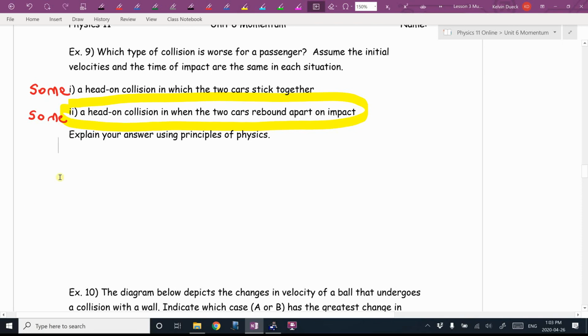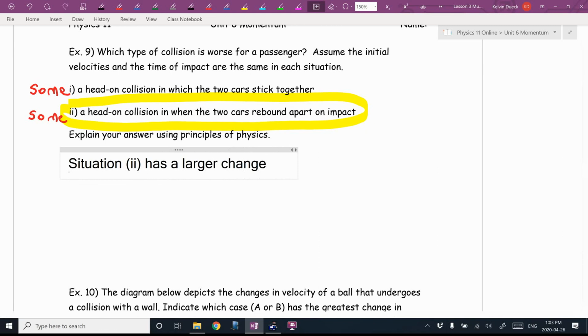Why? Well, remember, impulse is mass times change in velocity. So situation 2 has a larger change in velocity. Now, I typed that. You can certainly instead write has a larger delta V, which is what I would write.